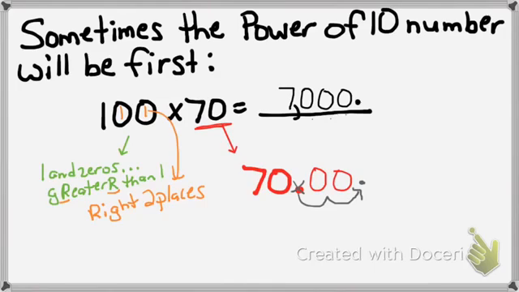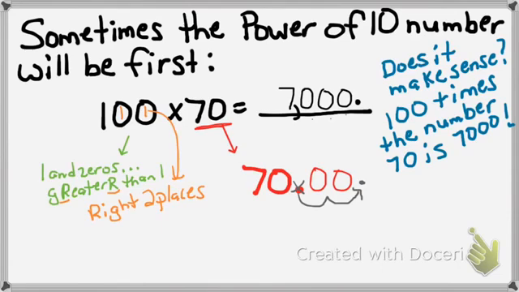And again, when I finish the problem, I always stop and ask myself the question, does it make sense? 100 times the number 70 would be 70,000. That means I have 70, 100 times. Yes, that does make sense that my answer would be 7,000. I'm multiplying by a number greater than 1, so my answer is greater than the 70 I started with. 100 times the 70 is 7,000, so I'm happy with my answer.